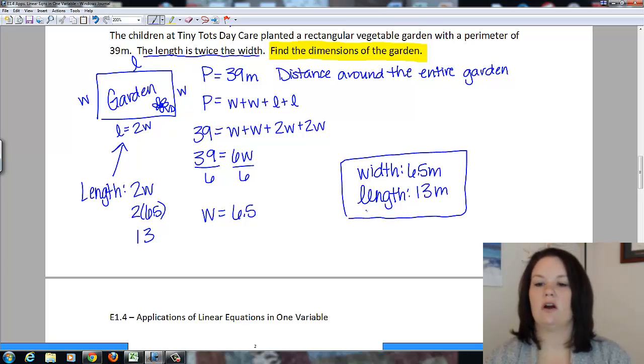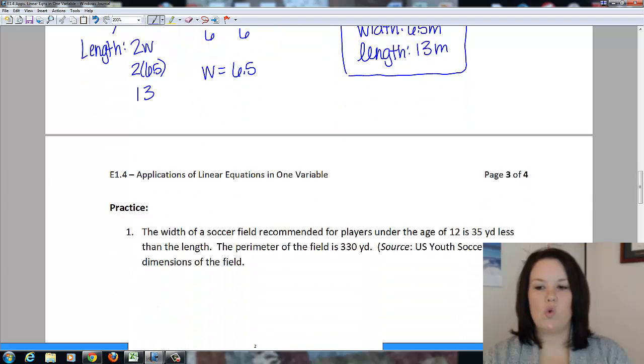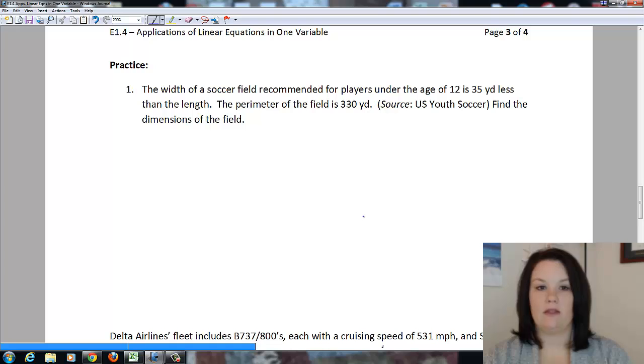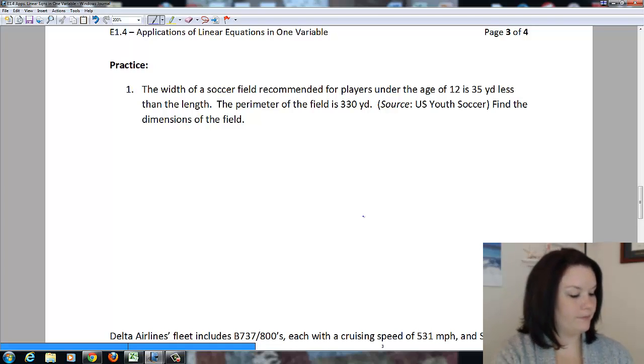So the children's garden is 6.5 meters by 13 meters. Okay. All right, so on the top of page 3, there's one for y'all to try. And then we'll do a couple more.